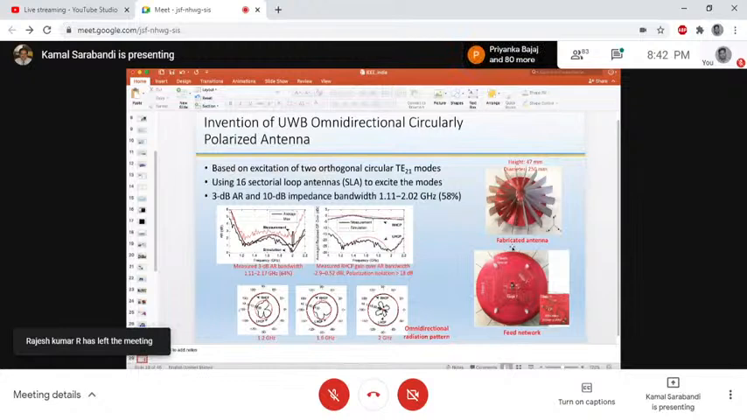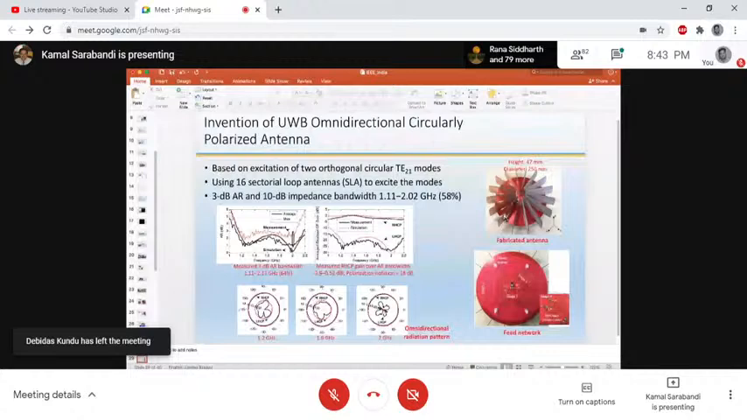So we implemented a design. This looks like a jet engine. Each of these fins is basically what we call a loop and a dipole structure. And we designed this loop so that the capacitive response of the dipole is always equally compensated with the inductive nature of the loop. And that's how we get, you know, really, really wide band from these coupled sectorial loop antennas, as we call them.